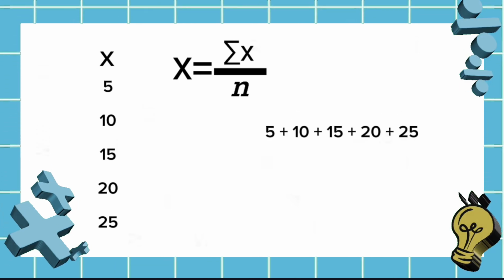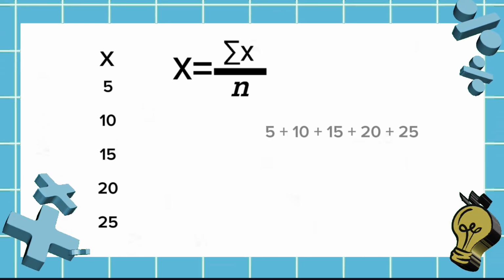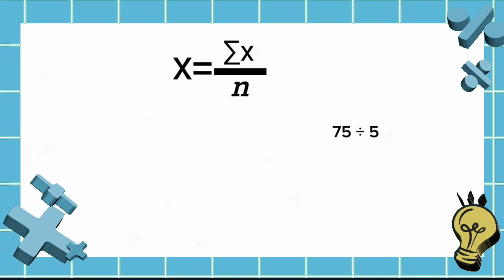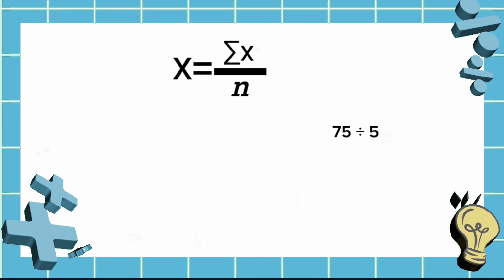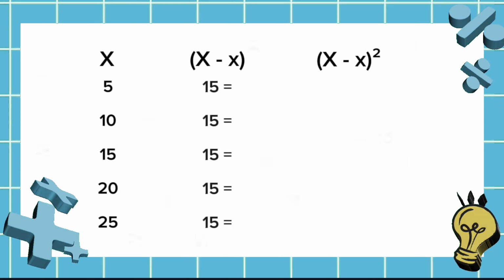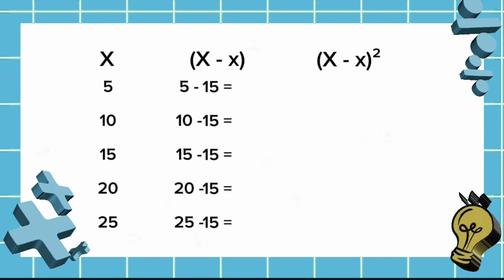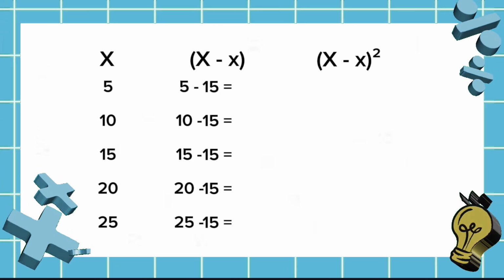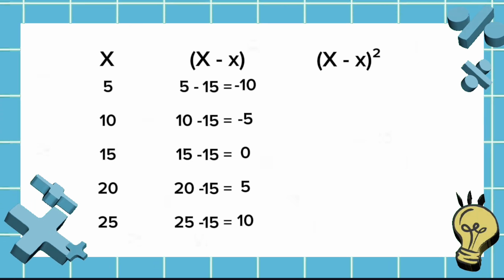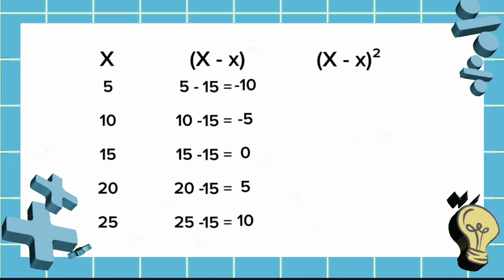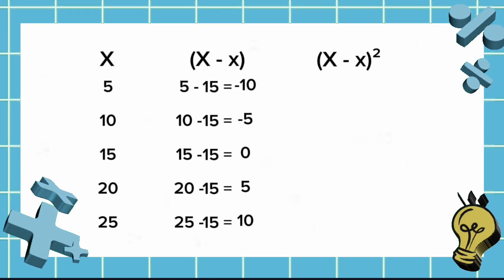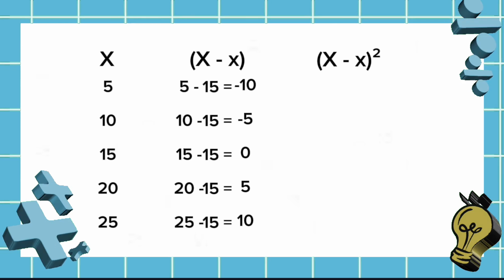5 plus 10 plus 15 plus 20 plus 25 is equal to 75. Then divide by how many numbers or scores there are, which is 5, so 75 divided by 5 is equal to 15. 15 is our mean. After this, we just subtract the mean from our numbers and scores, so 5 minus 15 is equal to negative 10. 10 minus 15 is equal to negative 5. 15 minus 15 is equal to 0. 20 minus 15 is equal to 5. 25 minus 15 is equal to 10.